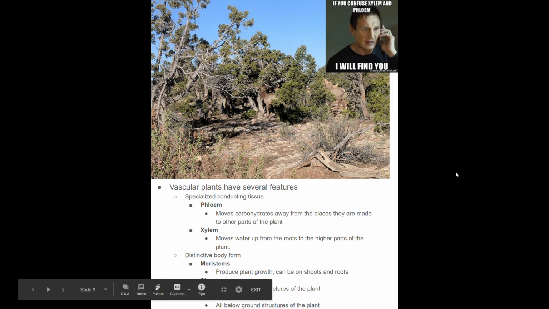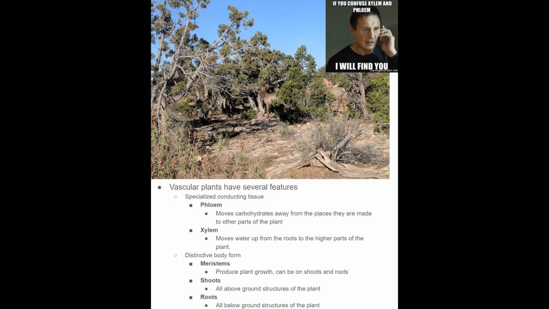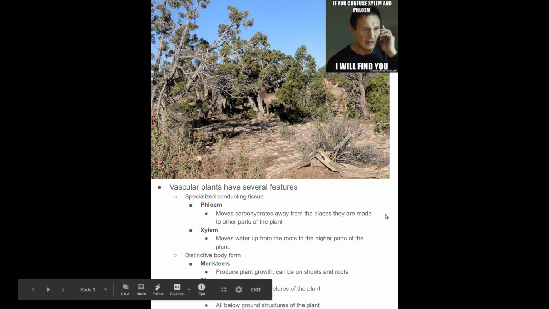So distinctive body forms, just understanding the real basics. Most of you have heard of shoots and roots. Roots are considered all below ground structures of the plant. Shoots are all above ground structures of the plant. And then we've got meristems. These guys produce plant growth and can be on shoots or roots. So the very tip of a root, maybe like a root cap, could be considered a root meristem. You can also have shoot meristems, so the very tippy top of a tree, the very end of a branch, and things along those lines.